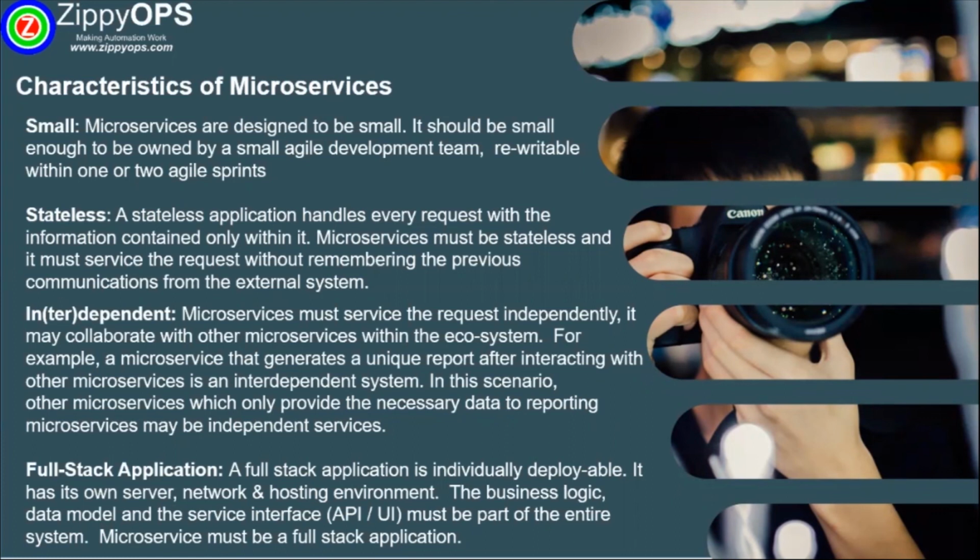And last but not least, it should be a full stack application. It should have a UI layer or an API layer to receive and send requests, a business logic layer to process the logic, and a database layer to store the data. So these are the 4 important characteristics of a microservice. It should be small, stateless, independent, and it should be a full stack application.